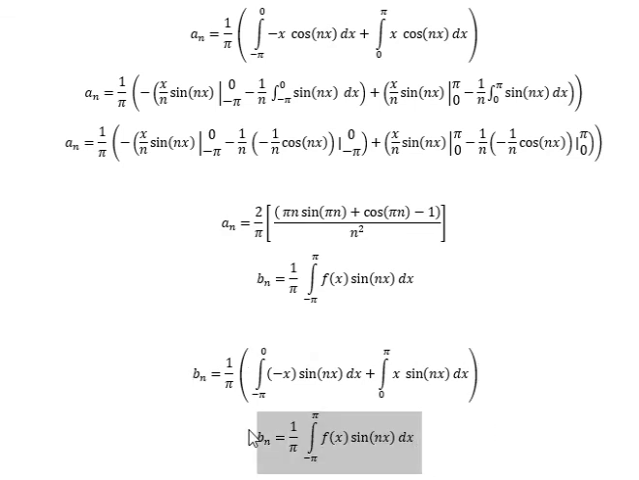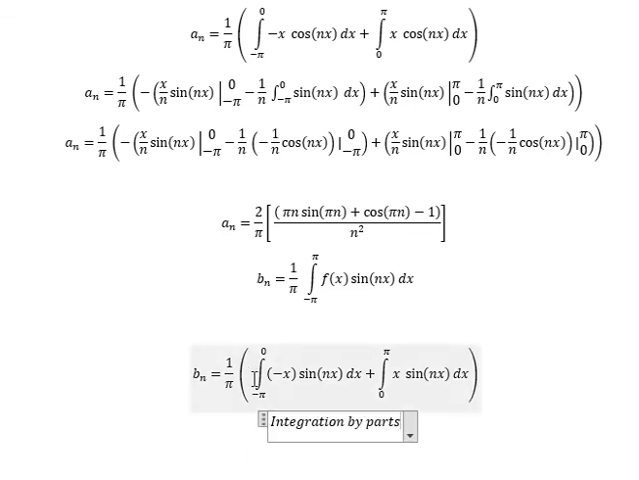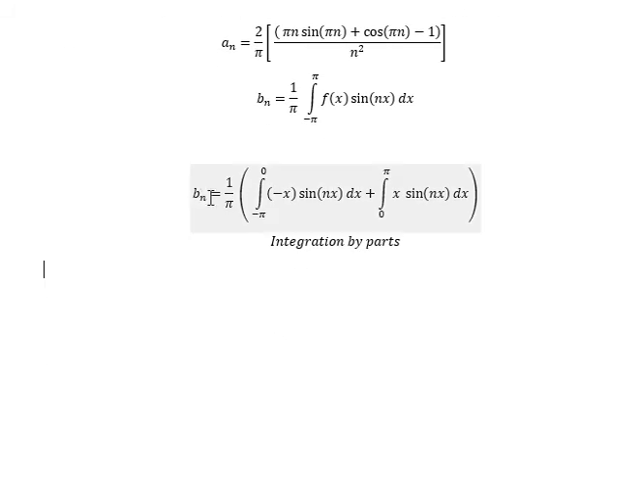We need to use integration by parts. So that is u equals s and dv equals sine ns. This one you can do by yourself. So I just show you the result of this one. This one we calculate, and you get bn equals 0.